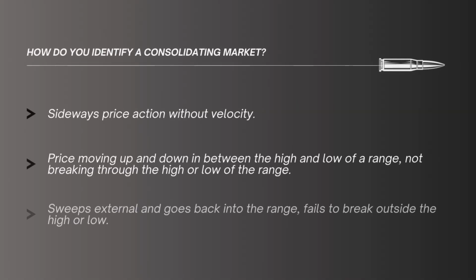Now, how do you identify a consolidating market? A consolidating market is sideways price action without any velocity. That means price will be moving up and down in between the high and low of the range and not breaking through the high or low of that range. It will sweep external range every time and go back into the range and then fail to break outside of that high or low of the range.